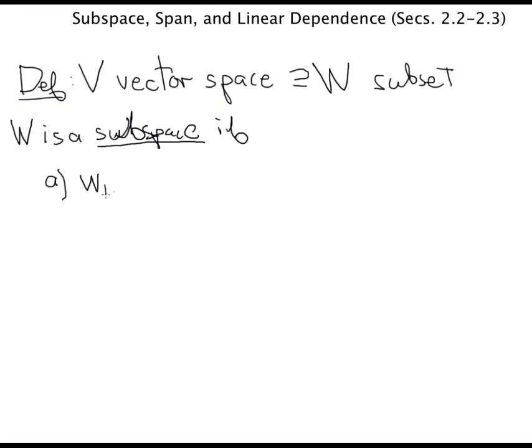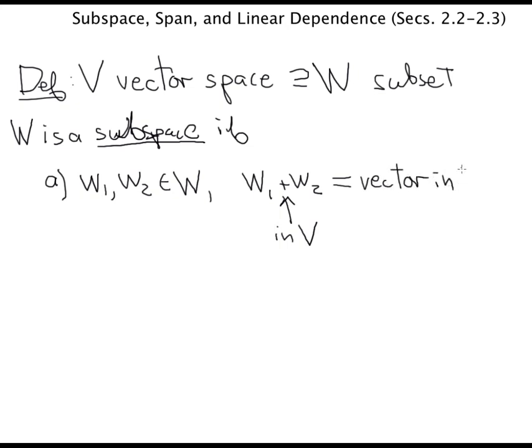If W1 and W2 are in W, well, you can add them, W1 plus W2. You've added them in V. This is a vector in W, so it's also in V. So think of W1 as a vector in V, and W2 is a vector in V. And so when you add them, you get a vector in V, and the requirement is that this vector actually winds up in W. And the second condition is similar with respect to scalar multiplication. If R is a real number and W is in W, well then R times W is a new vector in V, and the requirement is that this is supposed to be in W.